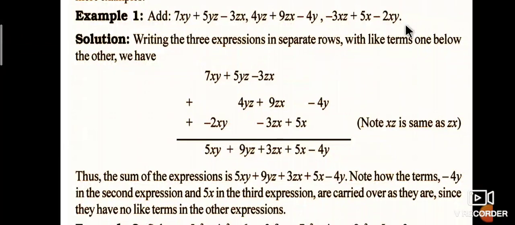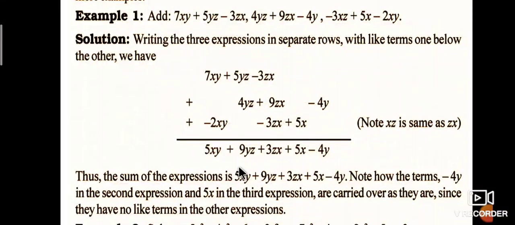Therefore, write the first given algebraic expression as it is: 7xy plus 5yz minus 3zx. Next, the second one: 4yz is written below 5yz, plus 4yz, plus 9zx minus 4y. Similarly, next one is minus 2xy, minus 3zx plus 5x. Okay, then add that one.